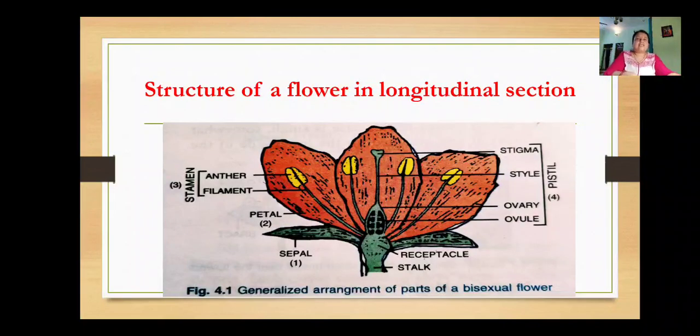Now here we can see the structure of a flower in longitudinal section. That is the interior view of the flower, isn't it? Now let's see the different parts. You can make out the petals in red color. Then we can see the stalk here, and the sepals, that is the calyx, the green colored part. We can also see the stamens here, which consist of the anther and the filament. Then in the center, you see, that is the pistil actually.